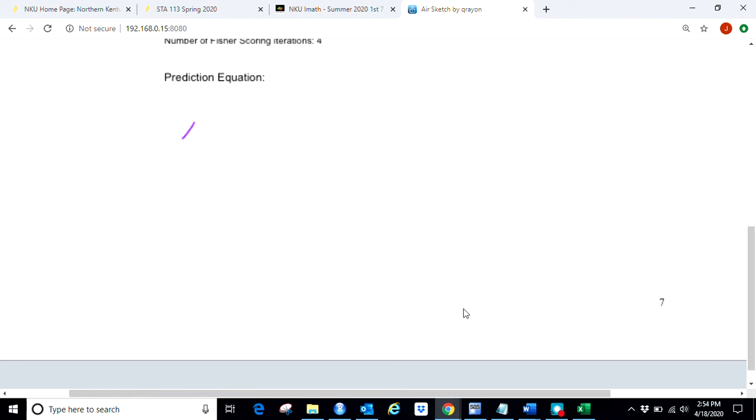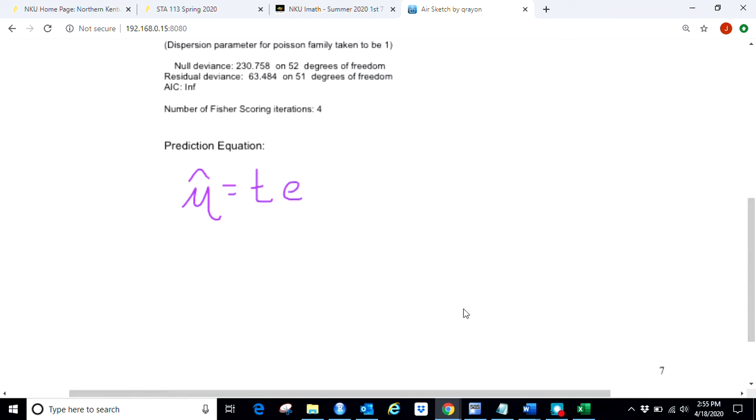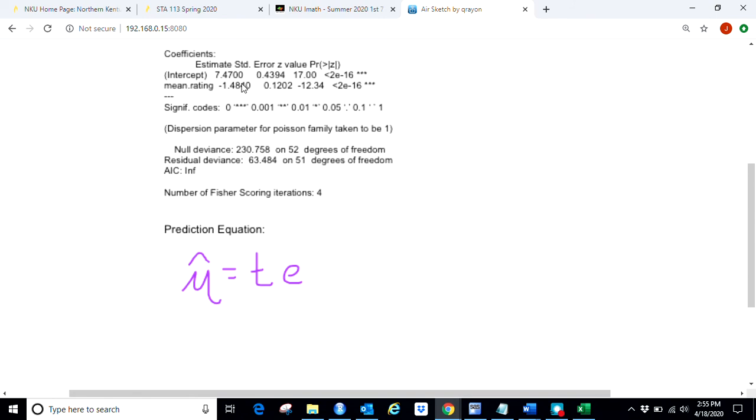Alright, so our mu hat is now going to be first having that t in here. And then we're going to have the e raised to our alpha hat, which was just 7.47. This time minus, since we had that negative relationship, 1.484 times our x.